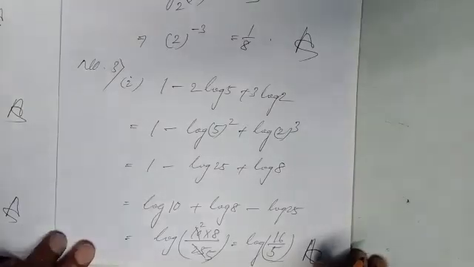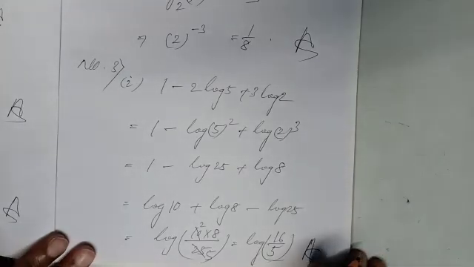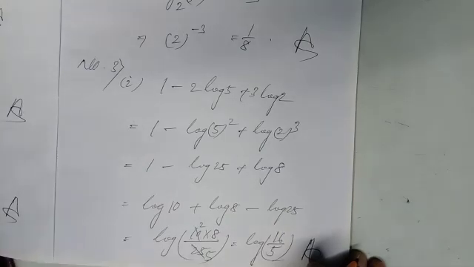In this way, how many questions have I completed today? 3 questions from number 1, 4 questions from number 2, and 1 question from number 3.